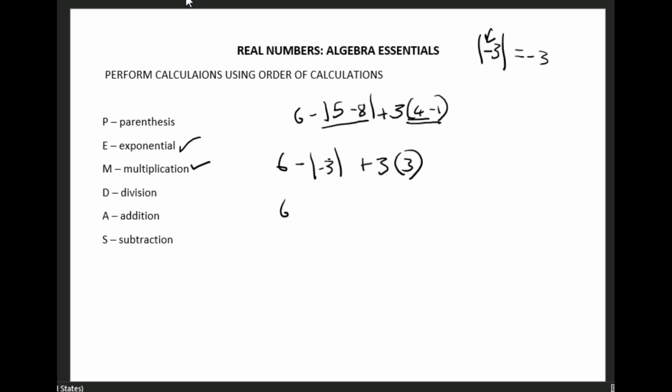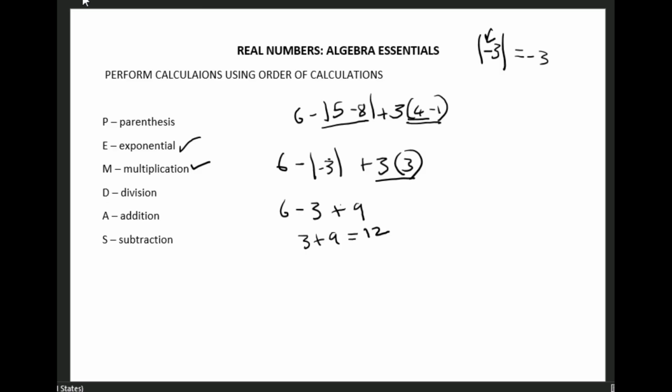So I have 6 minus, this minus 3 will become 3, and then I'll multiply. 3 times 3 is 9. So my final answer will be 6 minus 3 is 3, and then 3 plus 9 is 12. So that's how we can solve that.